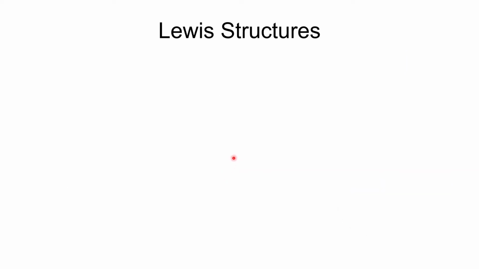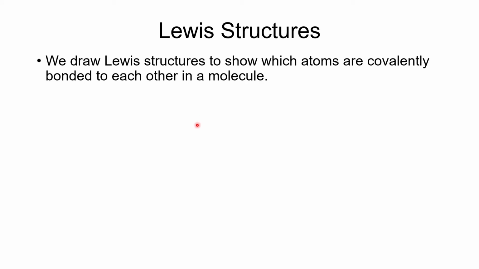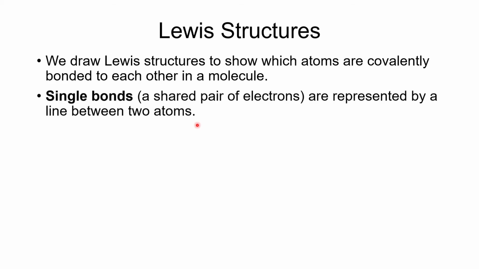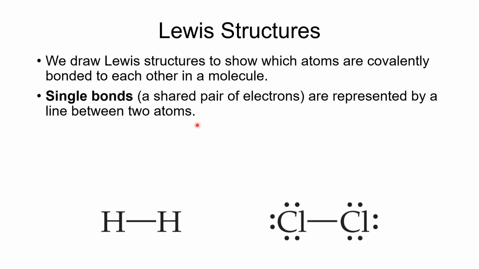All right, we're going to real briefly look at Lewis structures, and then we're going to come back to Lewis structures and do a whole bunch of them here in a bit. We draw Lewis structures to show which atoms are covalently bonded to each other in a molecule. We also want to keep track of where the electrons are. Single bonds are a shared pair of electrons, so one pair of electrons that's shared in between two atoms, and they are simply represented by a line between the atoms. We saw the H2 a minute ago. There's the hydrogen molecule, and here's the chlorine molecule, and we will see this a little bit later as well.